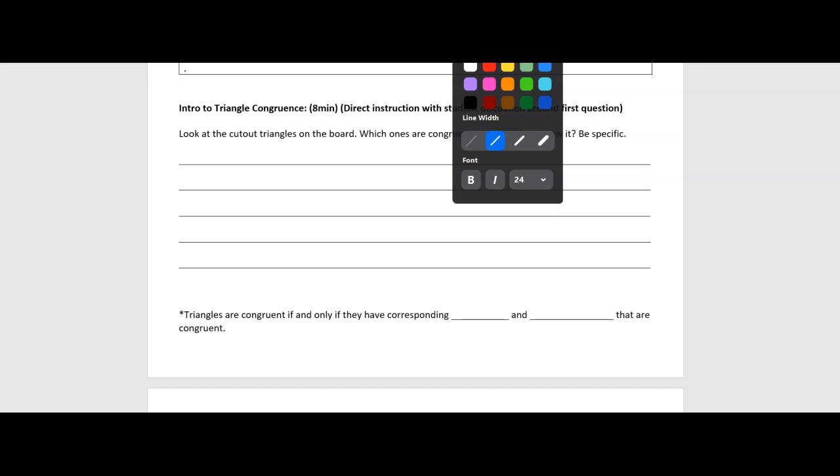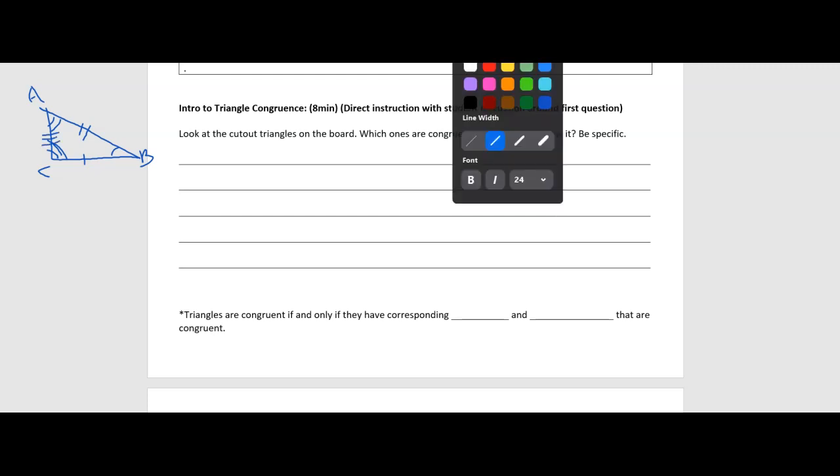All right, so you don't see these triangles. They're not on a board, but I am going to put them on our virtual board for us. We have triangle ABC, and we're going to have triangle DEF. So take a second. How could we show that those 2 triangles are congruent, other than just saying they look like they are congruent?